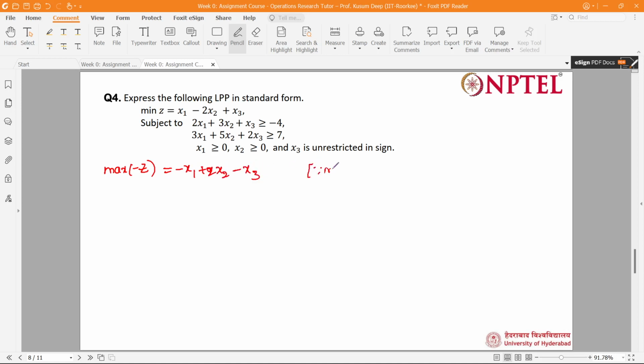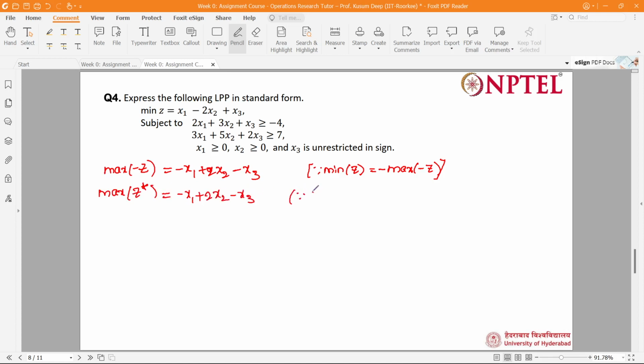Since we know that the minimum of a function is equal to the minus of the maximum of minus of the function, here I have taken the minus, or we can write maximum of z star, where z star is equal to minus z. So the formatting of the objective function is done.